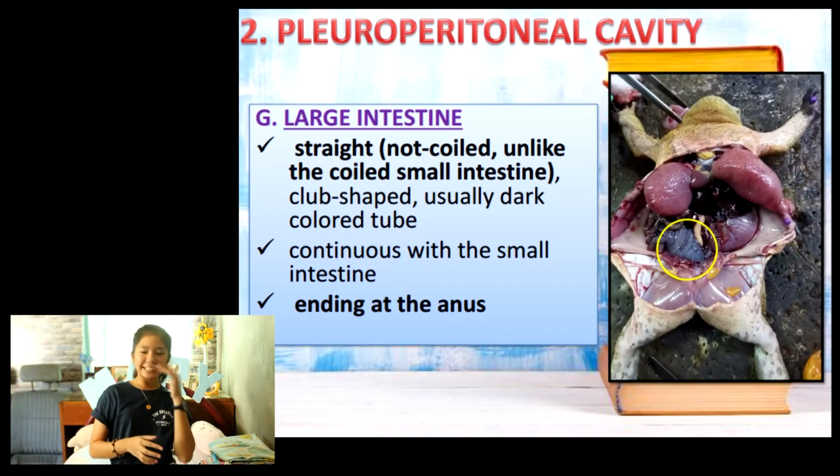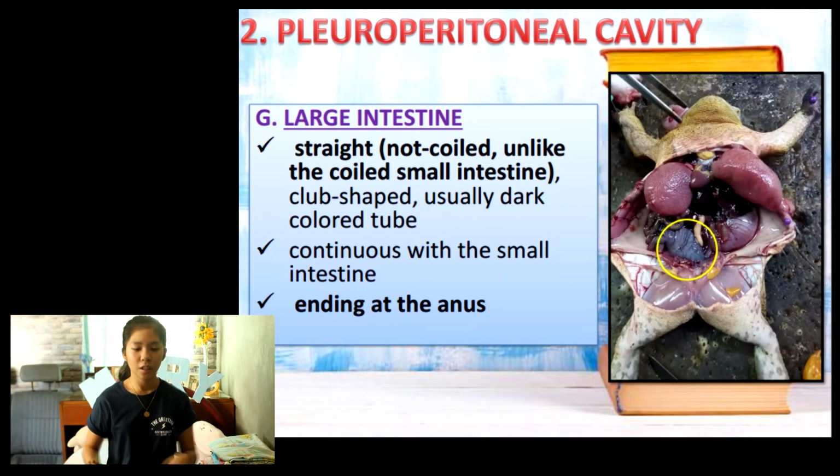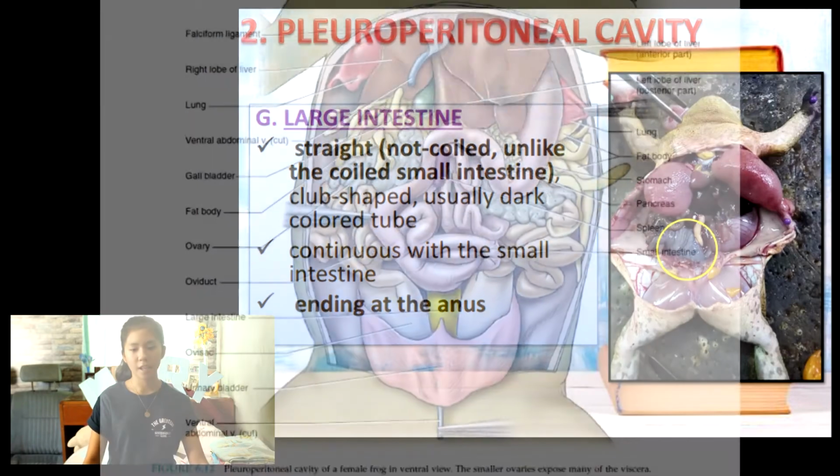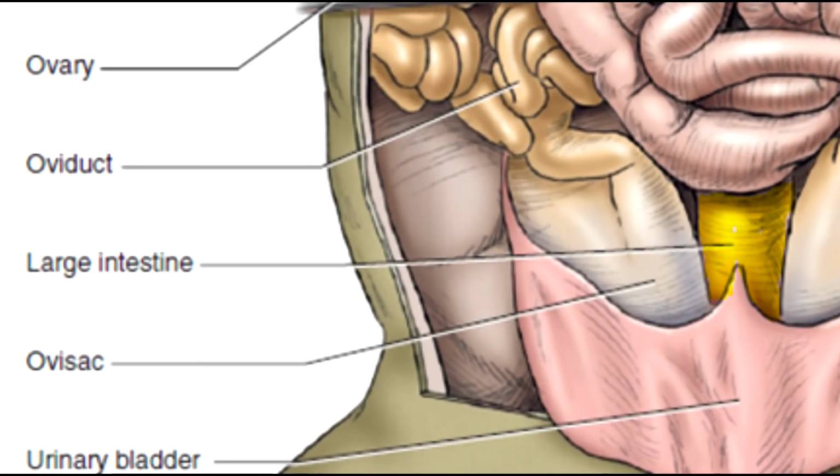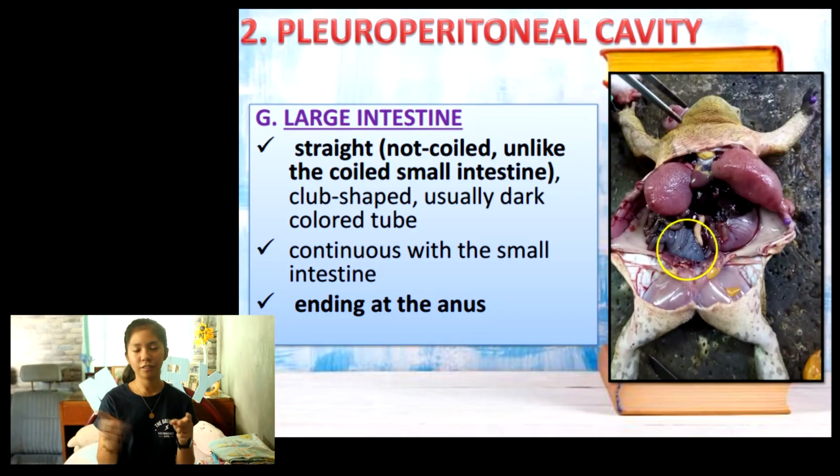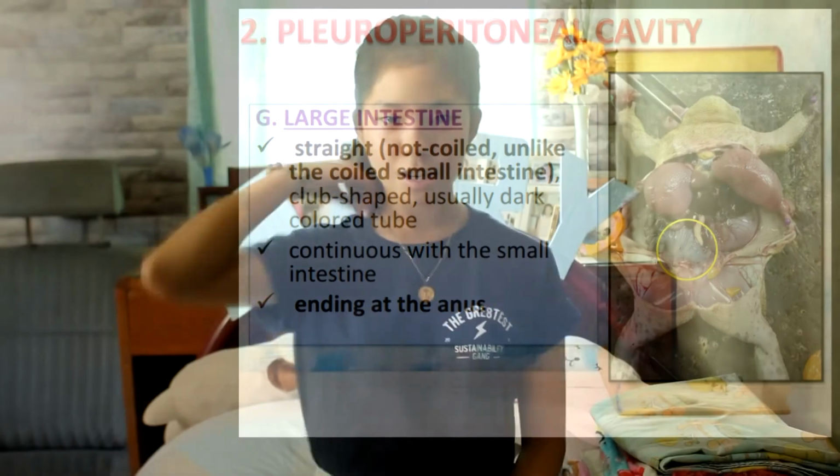Okay, so the large intestine is straight and not coiled, unlike the coiled small intestine. It is usually a dark colored tube, and it is continuous with the smaller intestine. And it ends at the anus, same as in humans. The large intestine solidifies the waste product by absorbing the water and storage of waste products. So, watch a video on the digestive system of humans. You can see here the differences or similarities with the frogs.